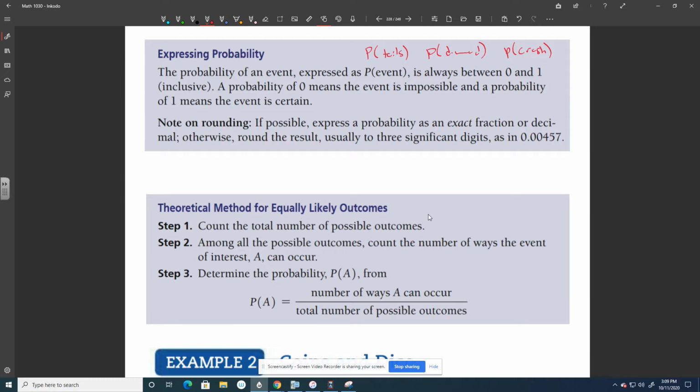Okay. So usually we like it as a fraction. If you can't write it as an exact fraction or decimal, round, we'll usually go with 3 significant digits.